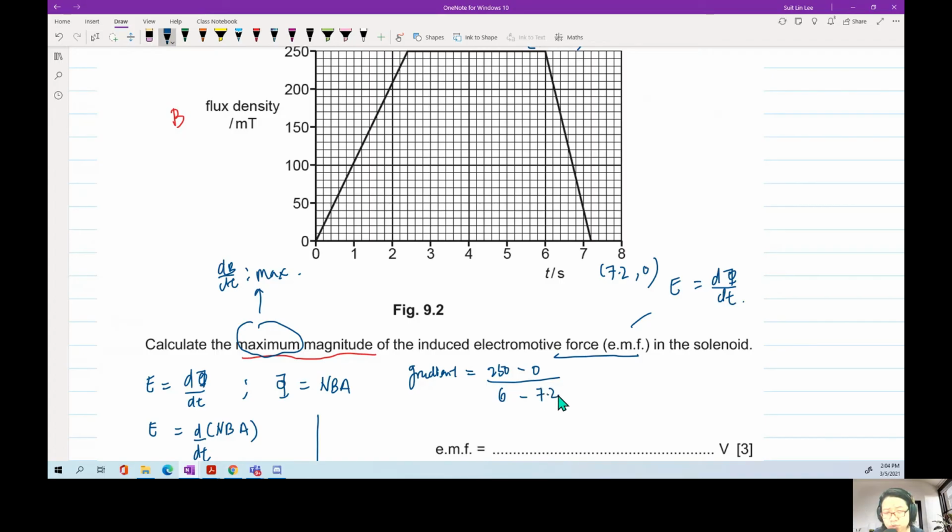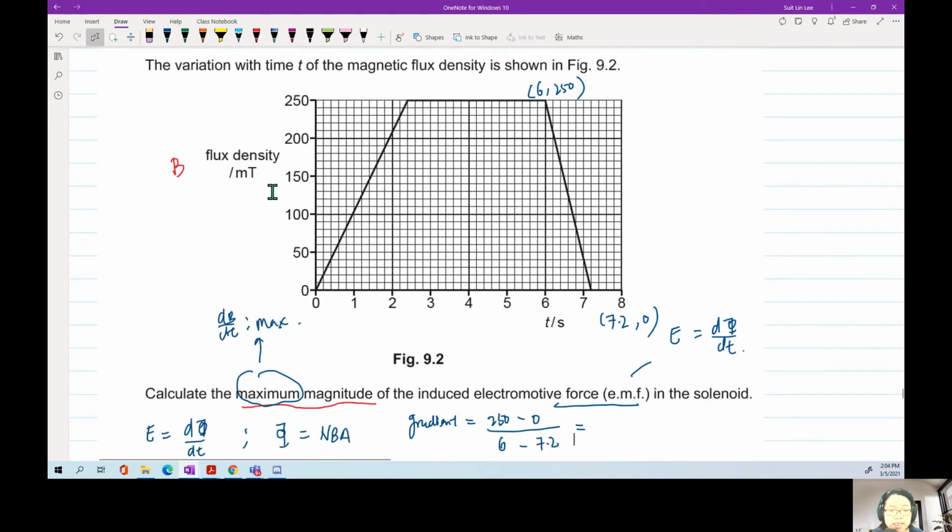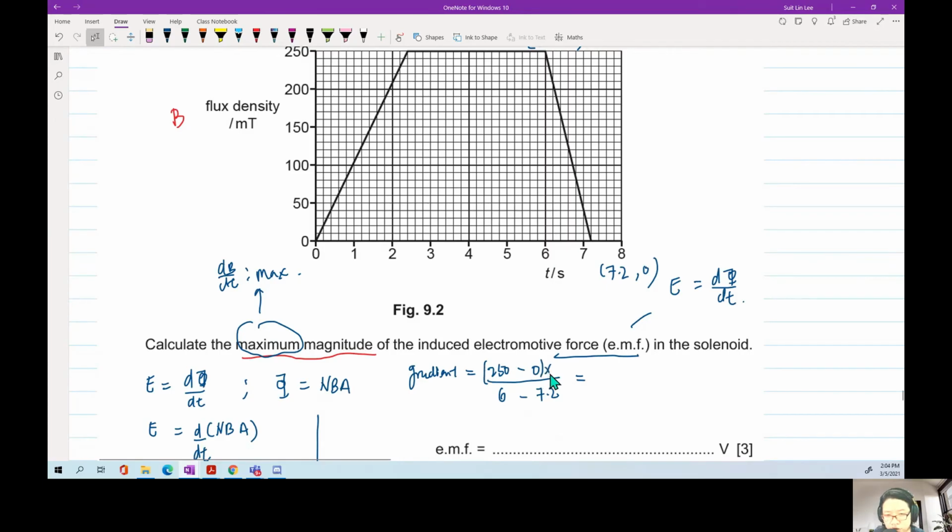Over 6 minus 7.2. So my gradient is, by the way, there's a milli here, the milli. Okay, let me put the milli here. Don't let the prefix cheat your feelings. That is not good. Okay, by pressing the calculator on the side, you will get the gradient as 0.208. If you want the unit, it's Tesla per second.